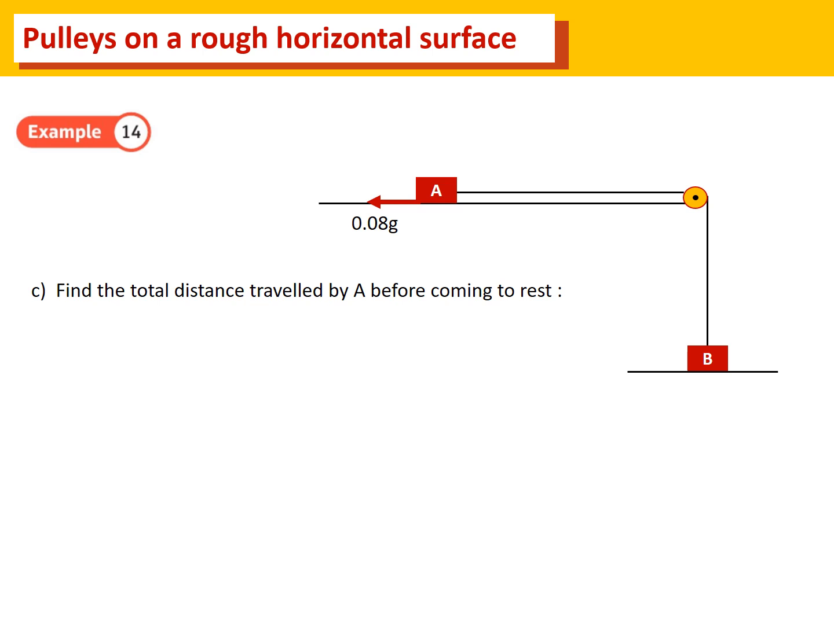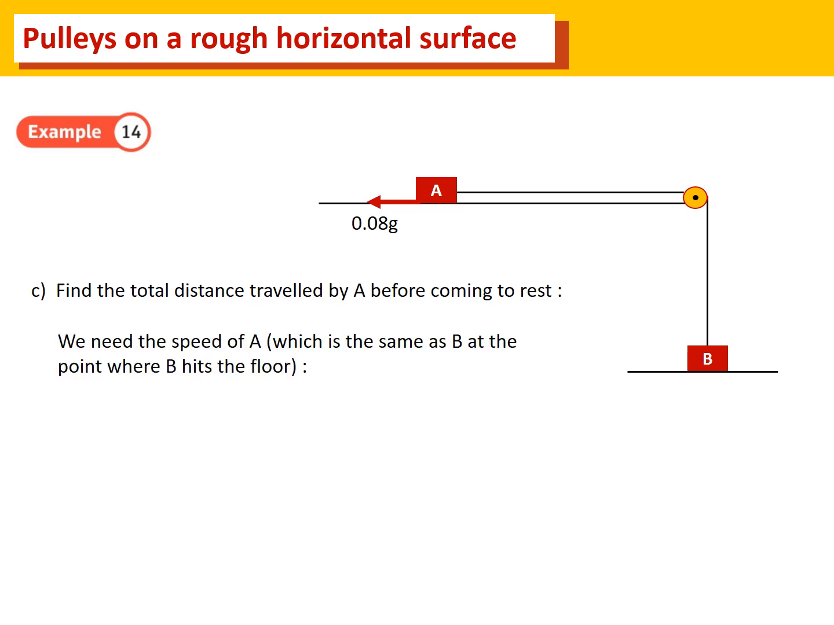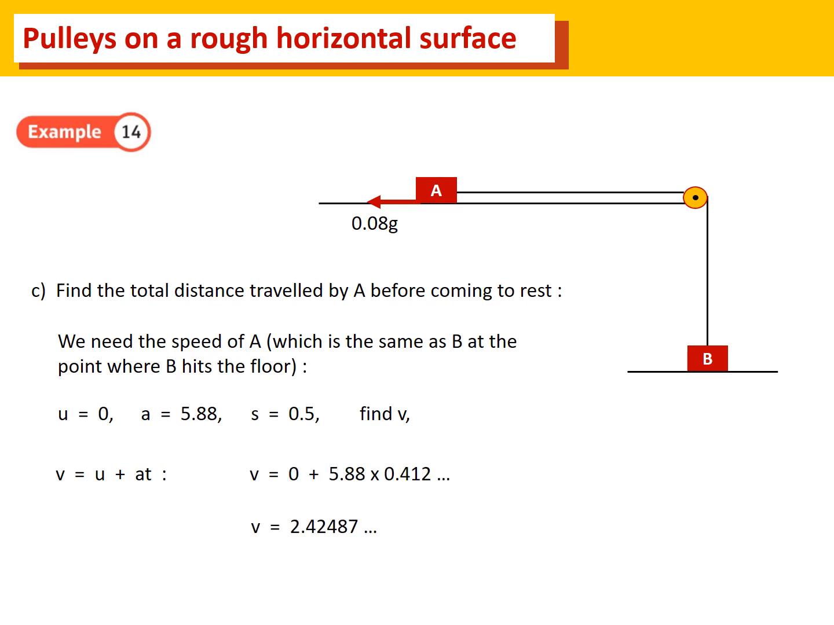For part C, find the total distance travelled by A before coming to rest. Okay. So we need the speed of A at the point where B hits the floor. And that speed which A has reached is exactly the same speed with which B hits the floor. So B set off with an initial speed of 0. Its acceleration was 5.88. The distance it was travelling was 0.5. Find V. Substituting in the values gives us 2.42487 meters per second. That's the speed that A reaches at the point where B hits the floor.